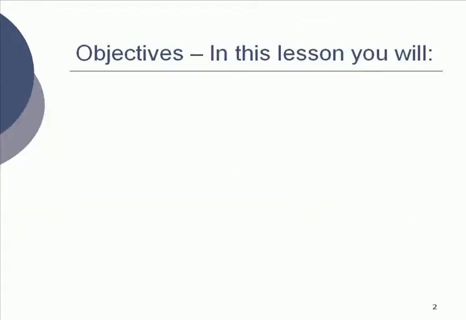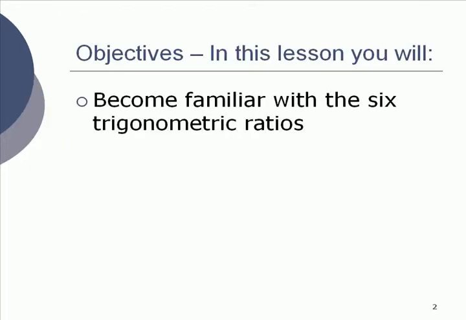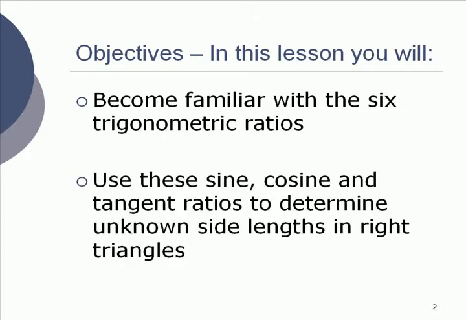So, today we have two things to accomplish. One, I want you to become familiar with the 6 trigonometric ratios of sine, cosine, tangent, cotangent, secant, and cosecant. In addition to that, we're going to use sine, cosine, and tangent, the first 3, to find unknown side lengths in a right triangle. That's what we want to take care of.